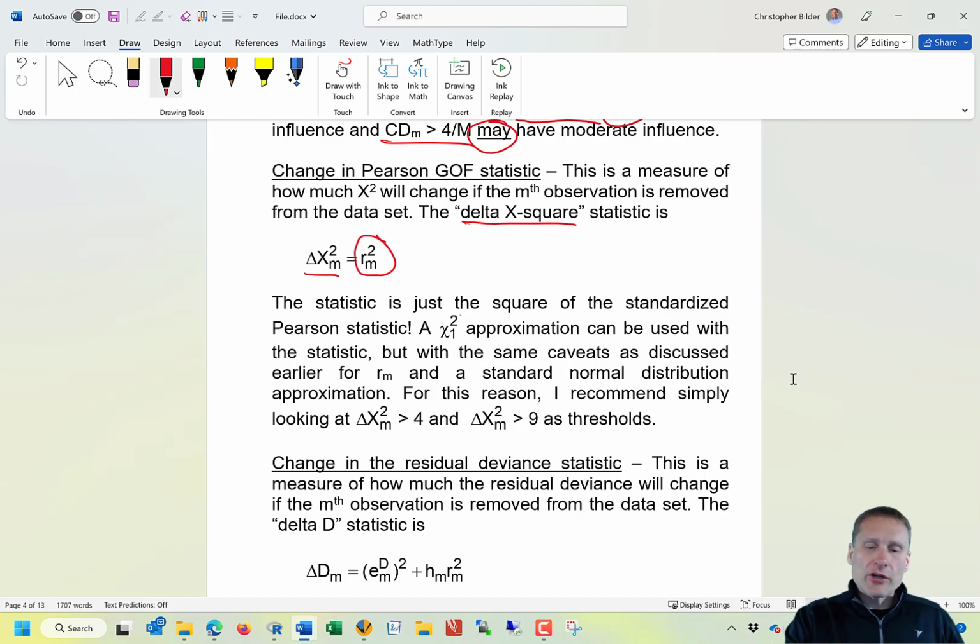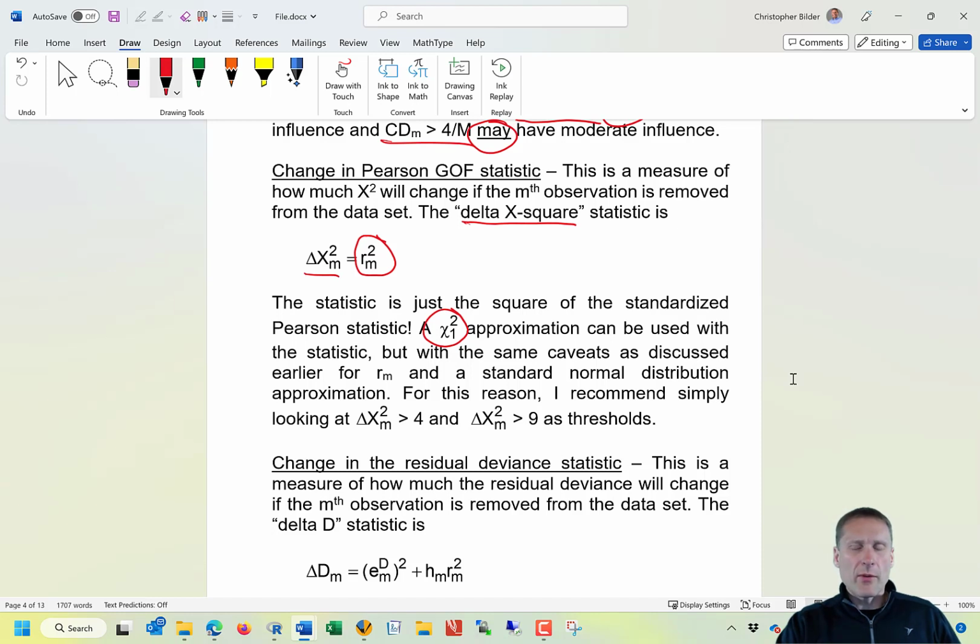Now one could use a chi-square 1 approximation with this statistic to judge whether or not something is unusually influential, meaning values greater than, let's say, the 1 minus alpha quantile from that chi-square distribution indicate that. However, the same problems that we've seen before occur here, in that a distributional approximation may not work out well.